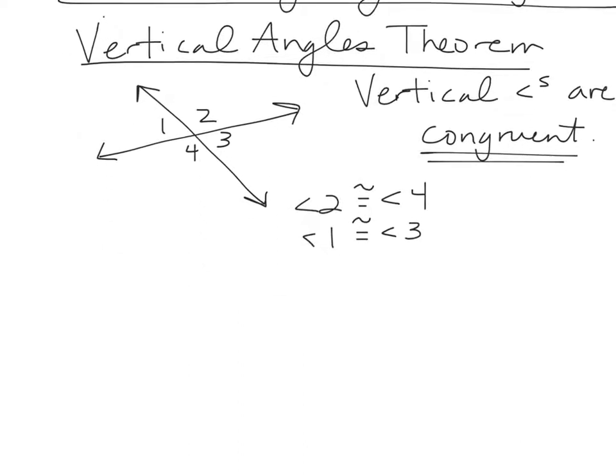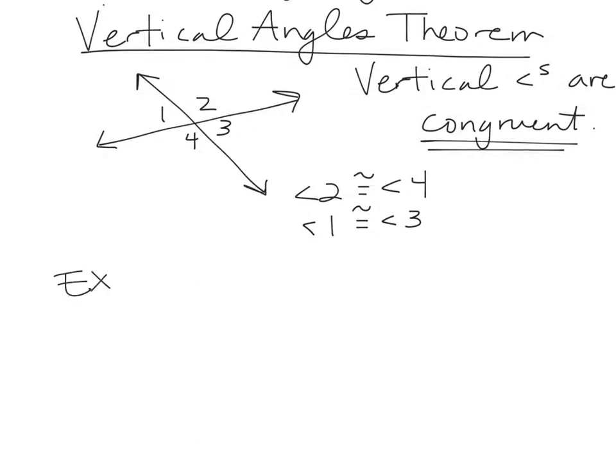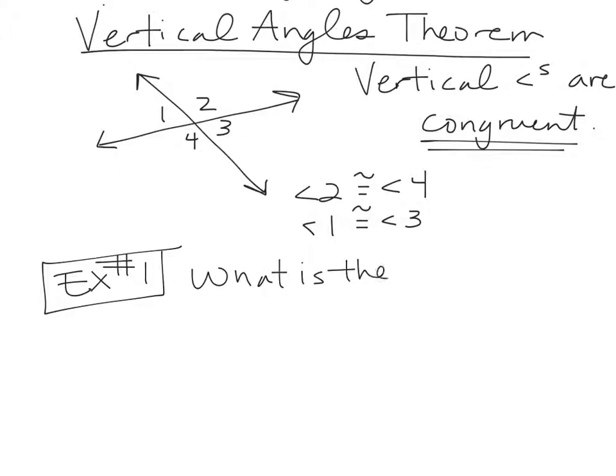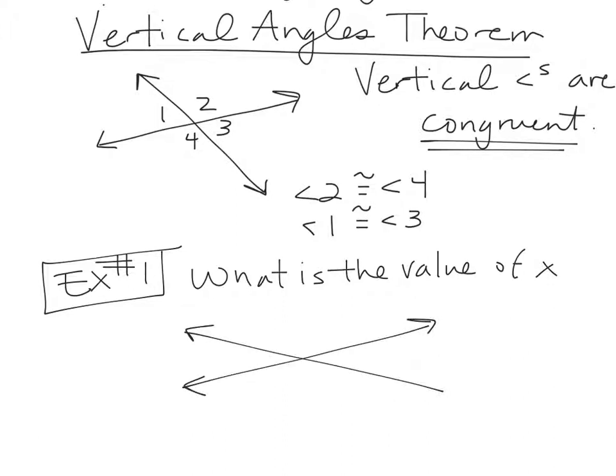So if I told you that we have this setup, and I said, what is the value of x? With this picture, if this angle is 2x plus 21 degrees, and this angle is 4x degrees, and I want to know the value of x, how would you find it if we know vertical angles are congruent? Angelina, you just set them equal to each other.